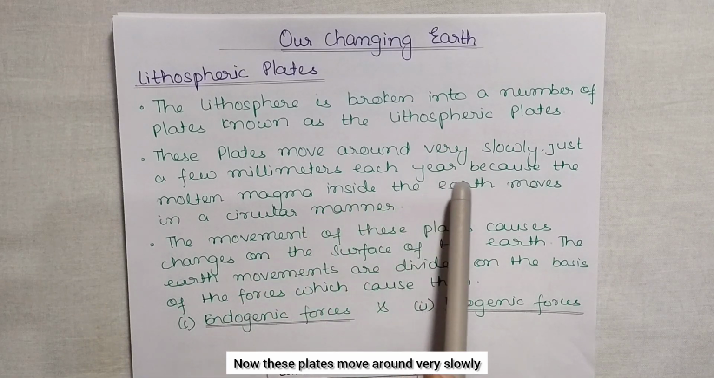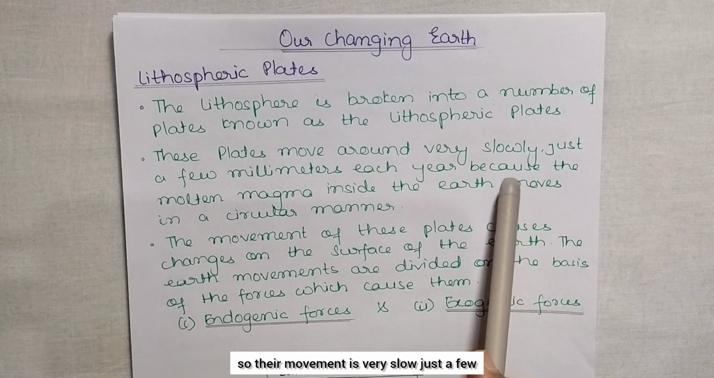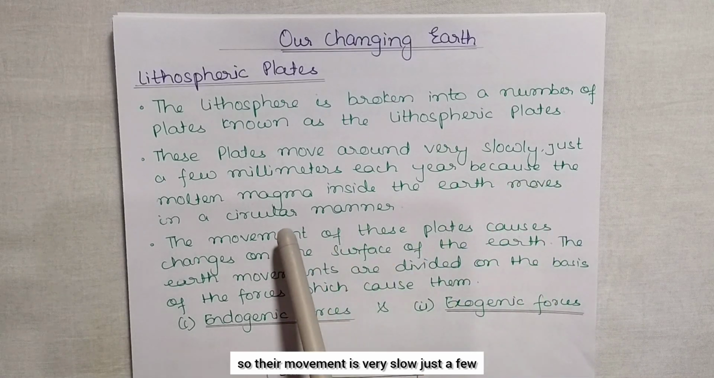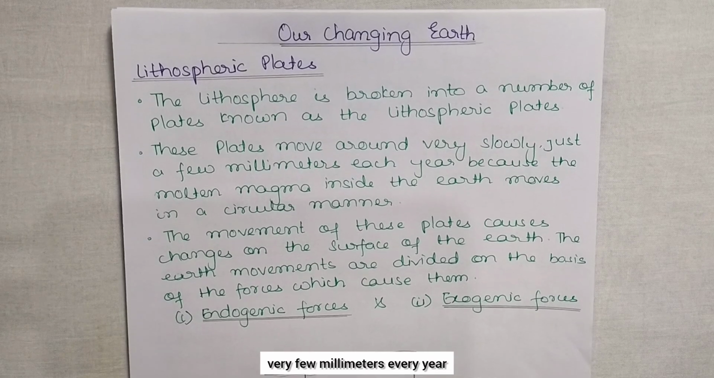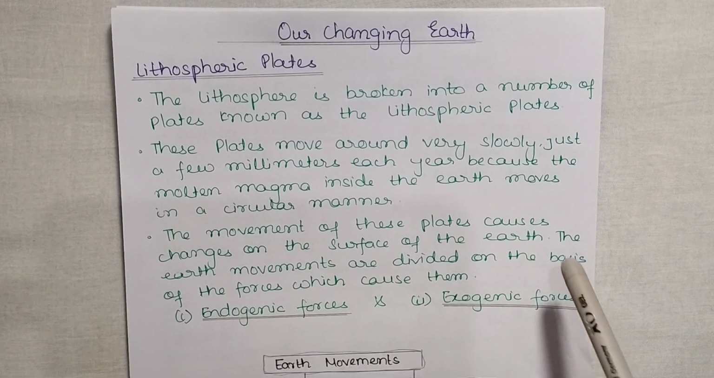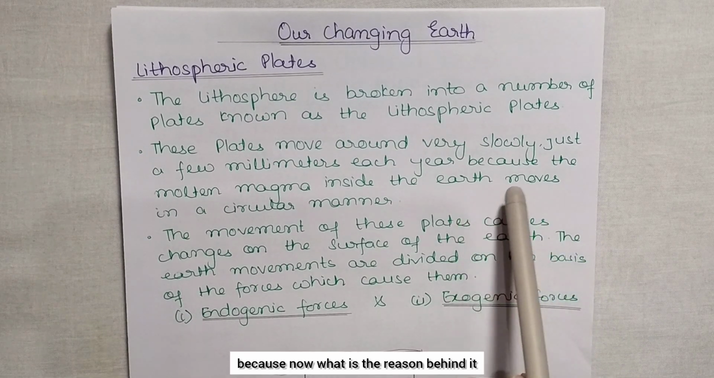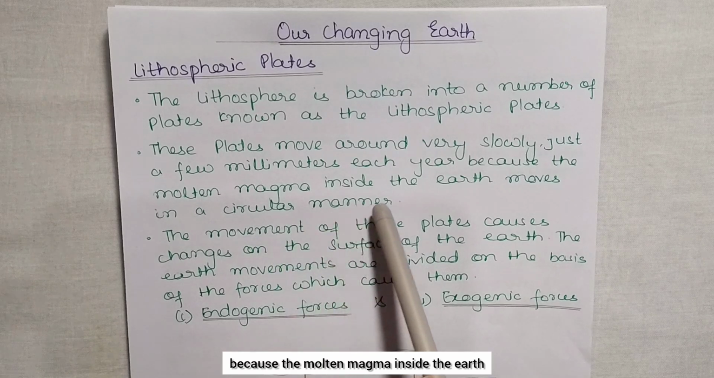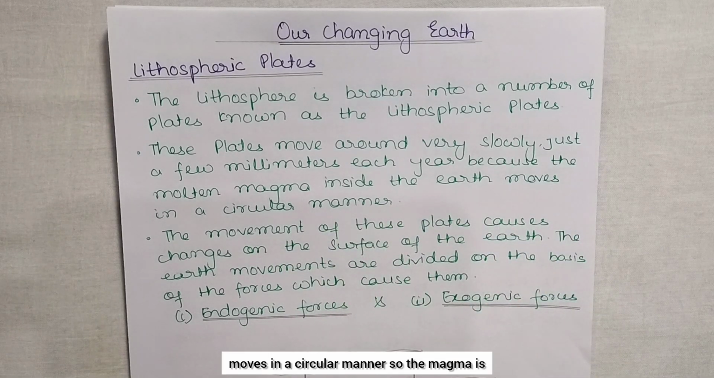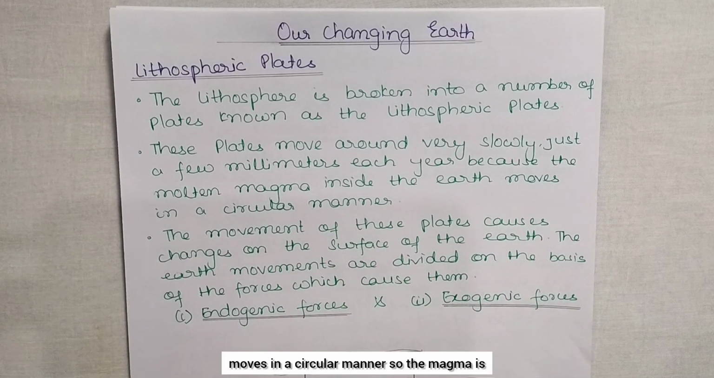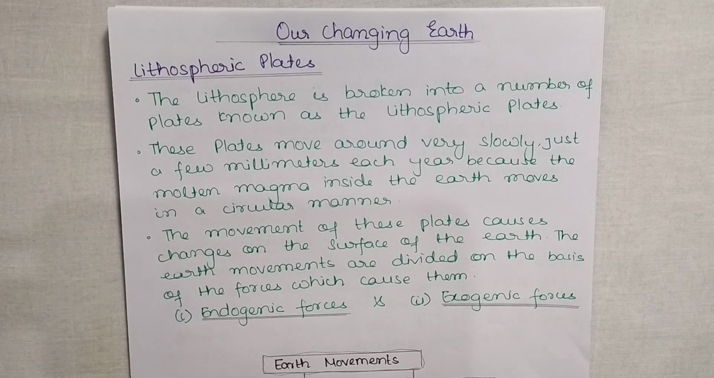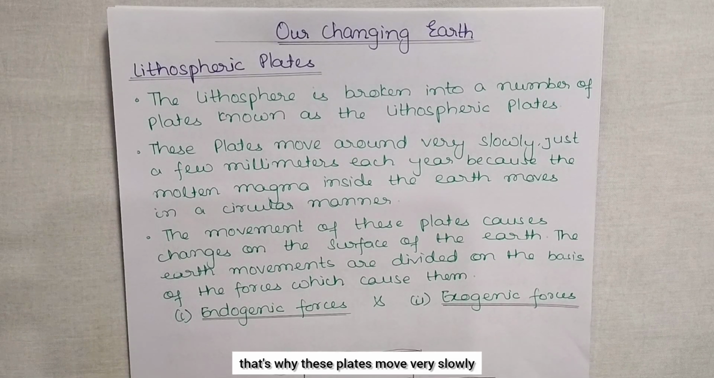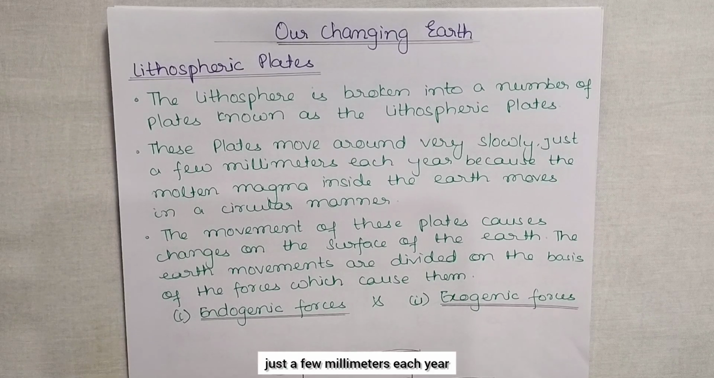Now these plates move around very slowly. So their movement is very slow, just a few millimeters each year. Now what is the reason behind it? Because the molten magma inside the earth moves in a circular manner. So the magma is there inside the earth and that moves in a circular manner. That's why these plates move very slowly, just a few millimeters each year.